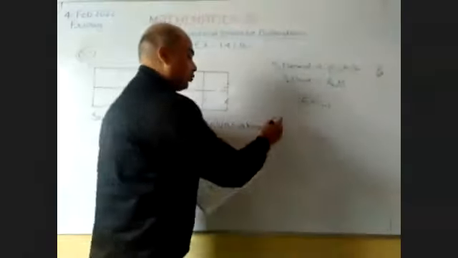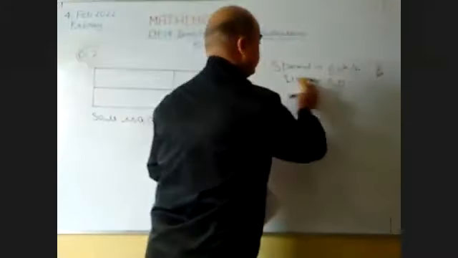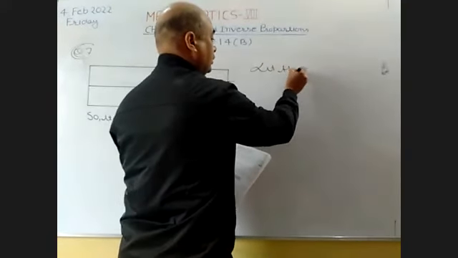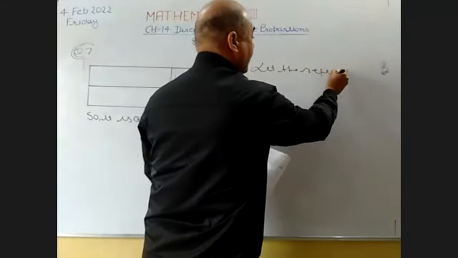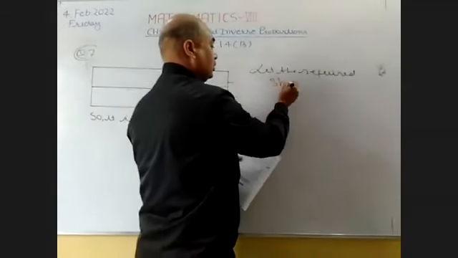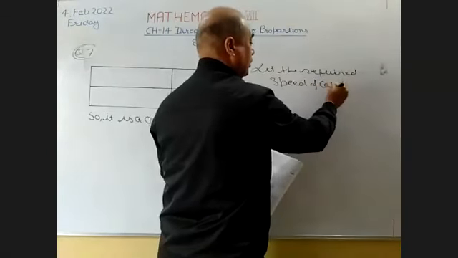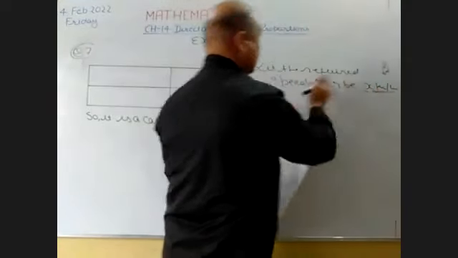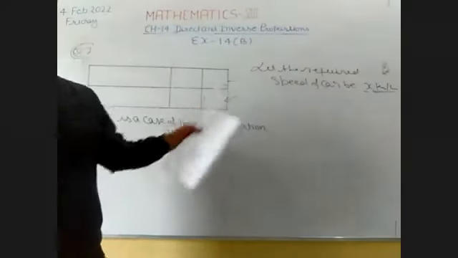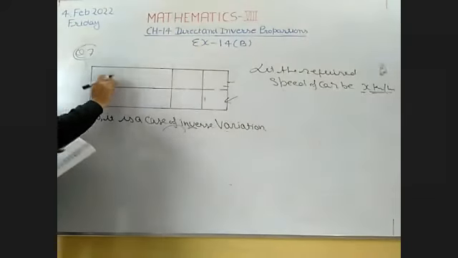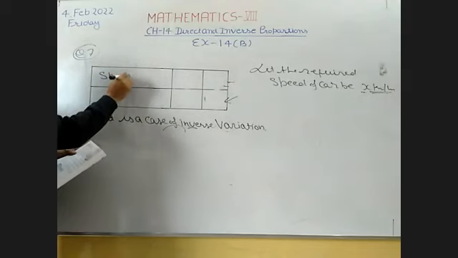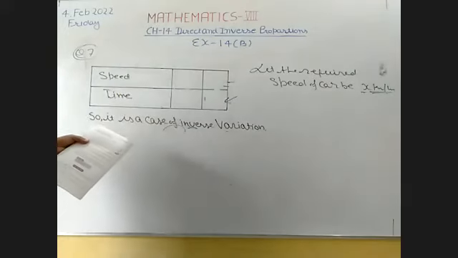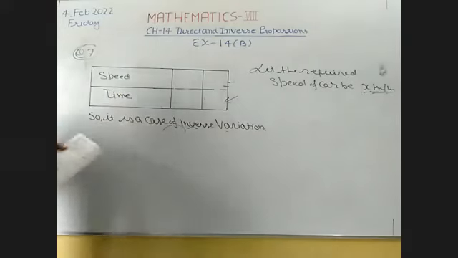So let us suppose the required speed of the car be x km/h. Now I suppose the speed of the car is going to be x km/h. So now write here, what are you going to write in the first box? Speed. Write in the second box, time. Okay, so write time and speed.